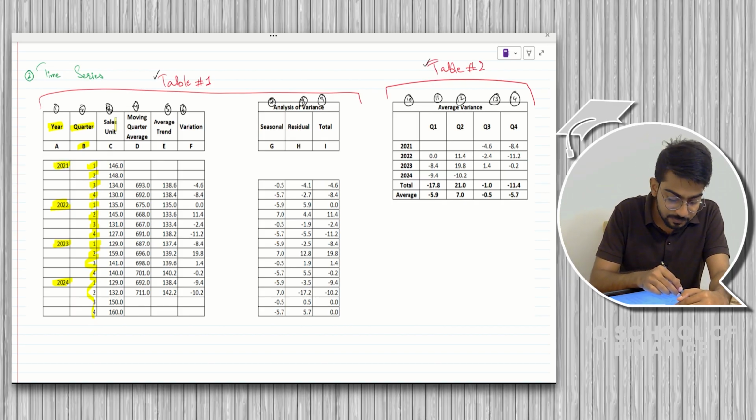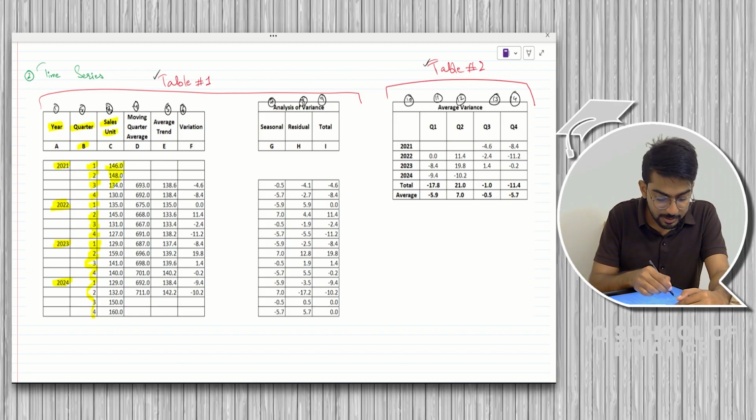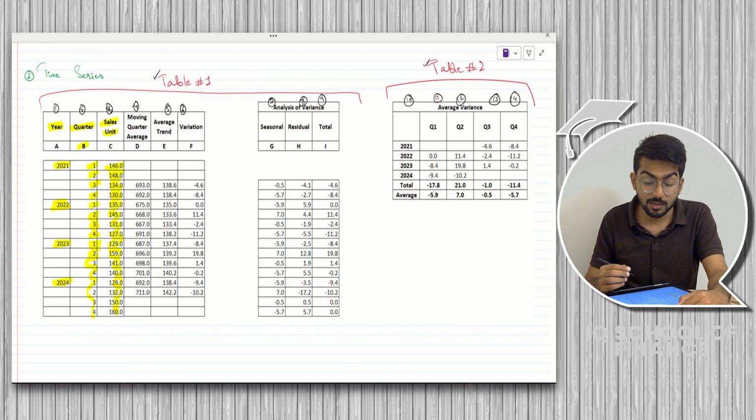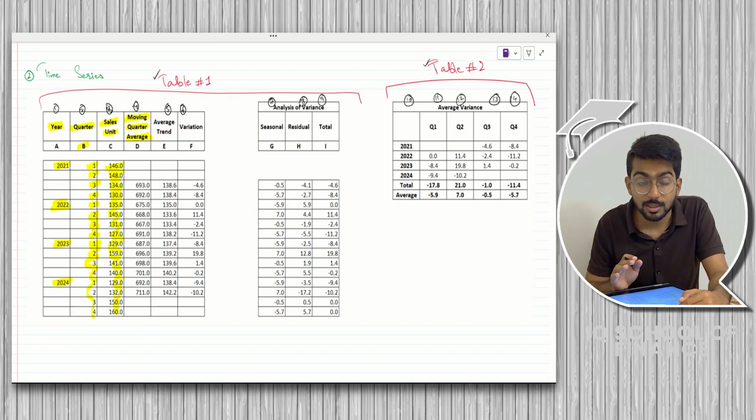Then we have sales unit. This is the sales in each quarter. We have the sales of each quarter given in column C. Then what do we have? We have the moving quarter average. Now that's a tricky thing. Be focused.